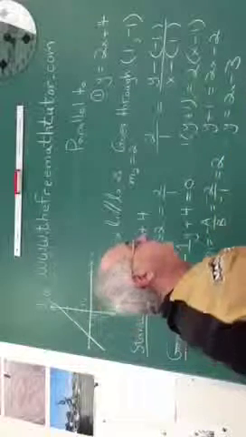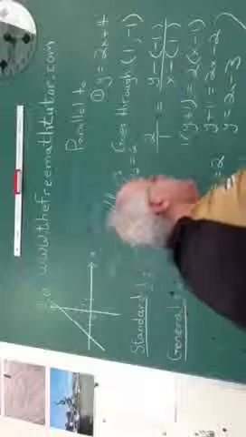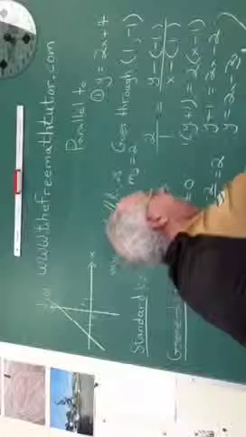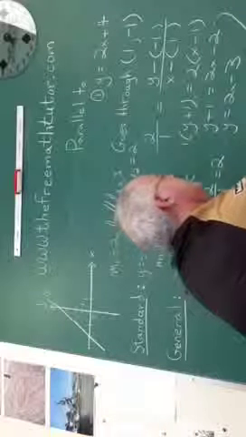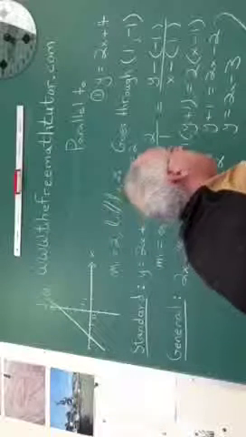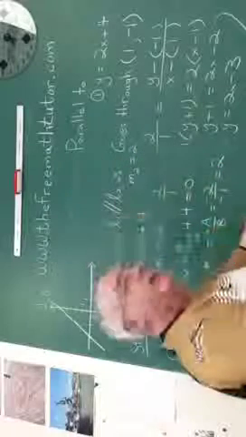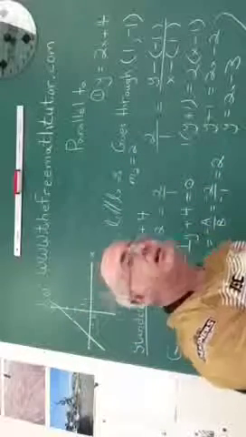If I want it in general form instead, I can write 2x minus y minus 3 equals 0. I have it in general form. Either form is acceptable for the final answer.